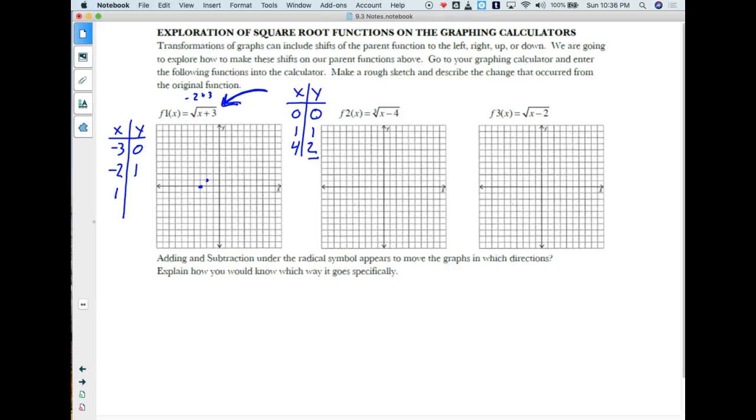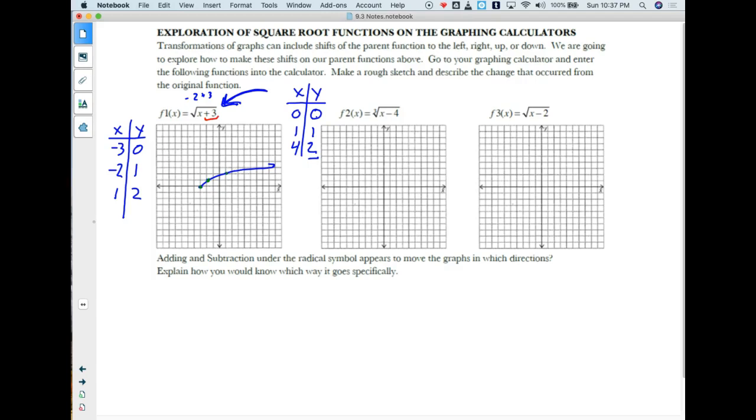So if I put a 1 in, 1 plus 3 is 4, the square root of 4 is 2. So then I'd say over 1 up 2, and I would graph it. Okay? Now again, notice, I plotted that point, and that point. How I really like to graph these is I like to look and see, oh, this is underneath.